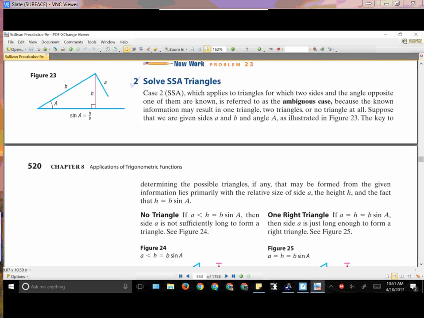Side-side-angle. Now there's a reason why you were told back in geometry that you cannot use side-side-angle. Or another way of remembering it is if you reverse the order of the letters, it's not something you should really write down in your assignment, is it?